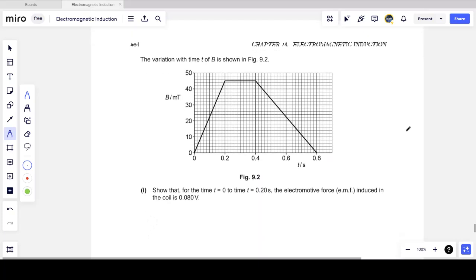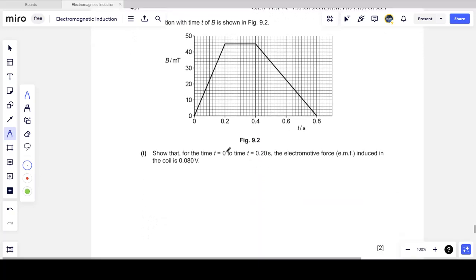Now something is going to happen in this coil. We are asked to show that for time 0 to 0.2 seconds, the EMF induced in the coil is 0.08 volts. So we've done this before. So now we're looking at the part in which the magnetic flux density is increasing. So we ramp up the field, keeping the direction always perpendicular to the area. Number of turns remain constant. We want to find the EMF induced only for the first 0.2 seconds. I know that the EMF induced will be constant because the gradient of this line is constant.